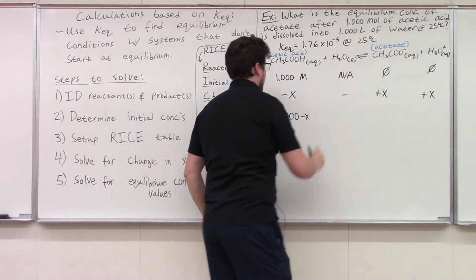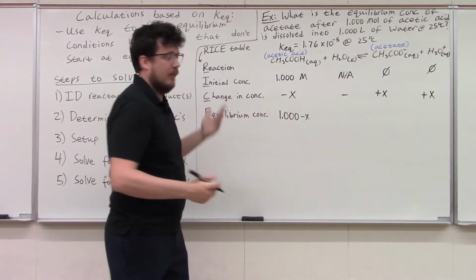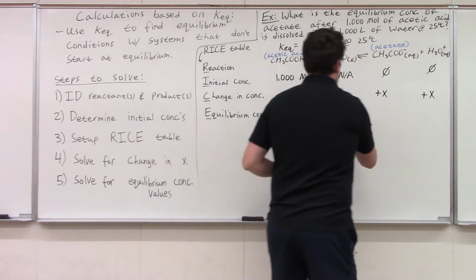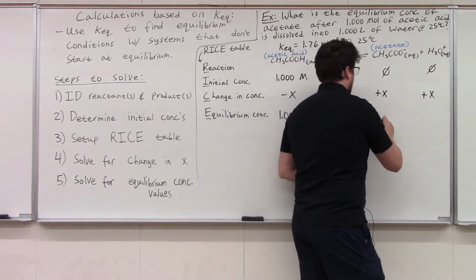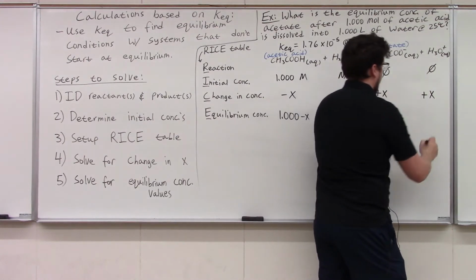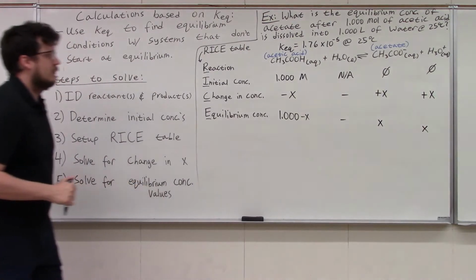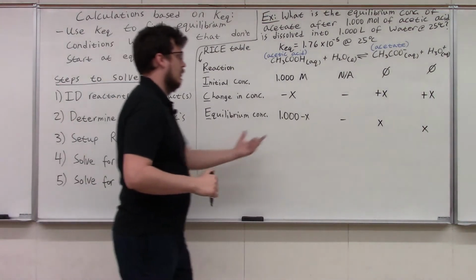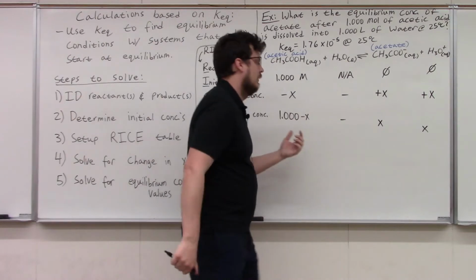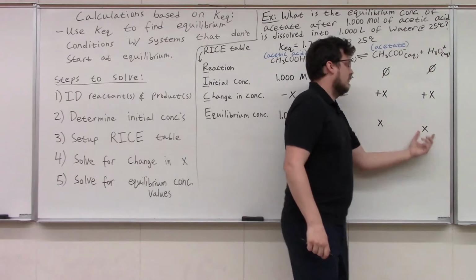So it ends up being 1.000 minus X. I'll lose some amount X, whatever's left over I have at equilibrium. This guy doesn't matter. Over here, I'll have 0 plus X, so I'm just going to write X. This is 0 plus X, so I have X. So my equilibrium concentration of acetic acid is 1 minus X, with some zeros for accounting. And then for acetate, it's X, and hydronium, it's X.